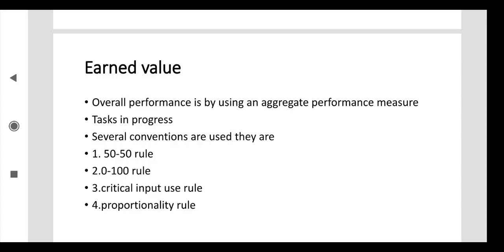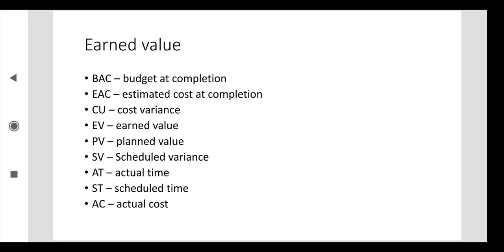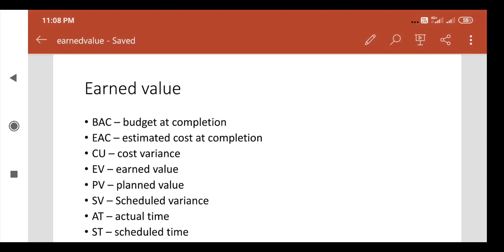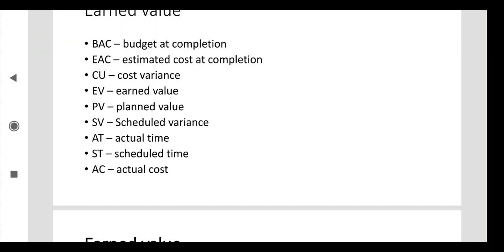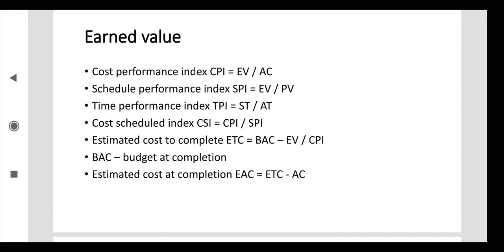So how do we calculate the earned value? There are several abbreviations for earned value: BAC, budget at completion; EAC, estimate at completion, estimated cost at completion; CV, cost variance; earned value EV; planned value PV; schedule variance SV; actual time AT; scheduled time ST; actual cost AC. These are all the several computation methods we use for calculating earned value.